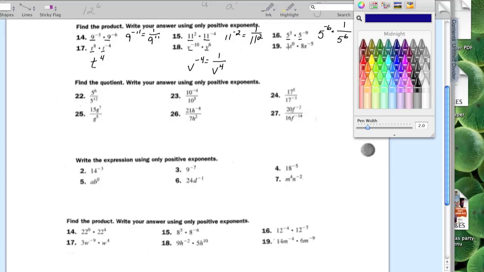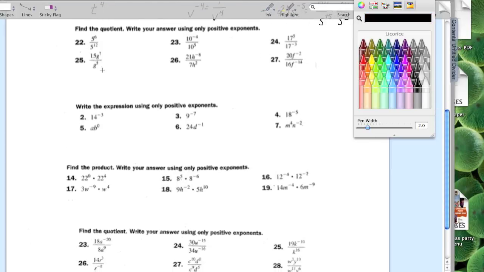Number 19, 3 and 8 are coefficients, so I'm just going to focus on the s's. 0 plus negative 5 is negative 5. Now I can go back and multiply my coefficients, 3 and 8, which is 24. So from here I don't want negative exponents, so my s to the negative 5th is in the denominator, but now it's a positive 5, and 24 stays up top. So my answer is 24 over s to the 5th. You also might have seen right off the bat that s to the 0 is actually just a 1, so this is just 3 times 8s to the negative 5th. Either way, it works out.